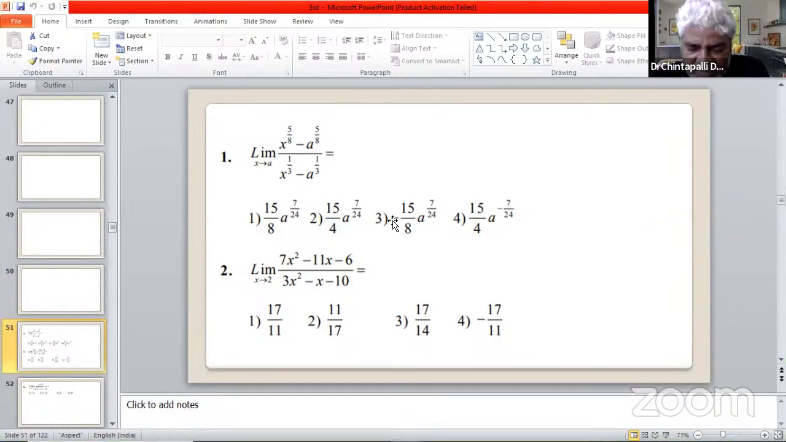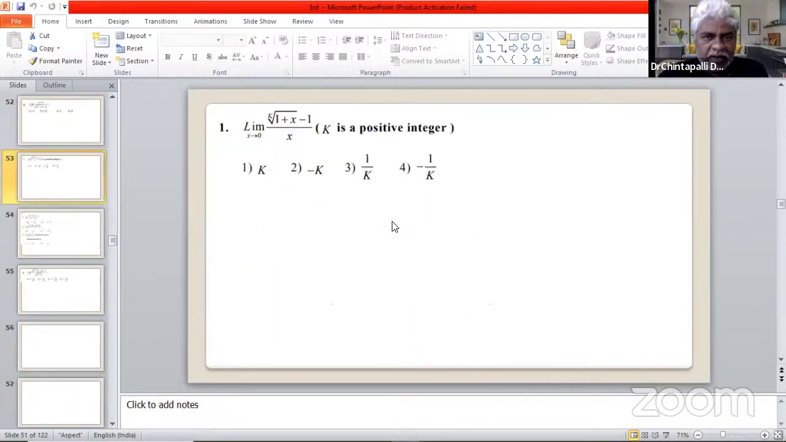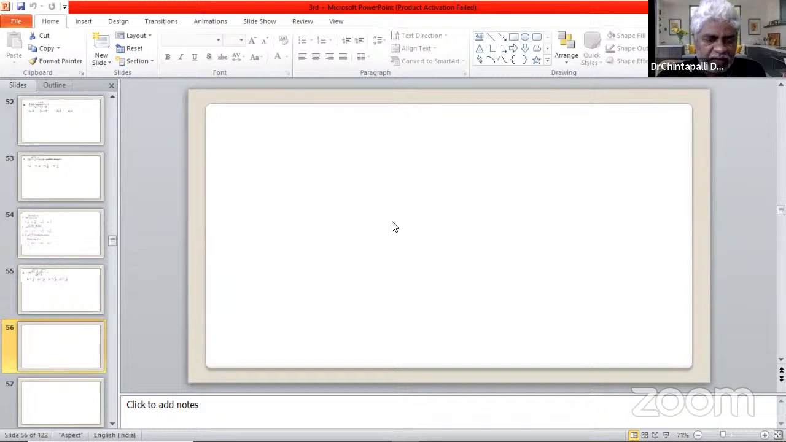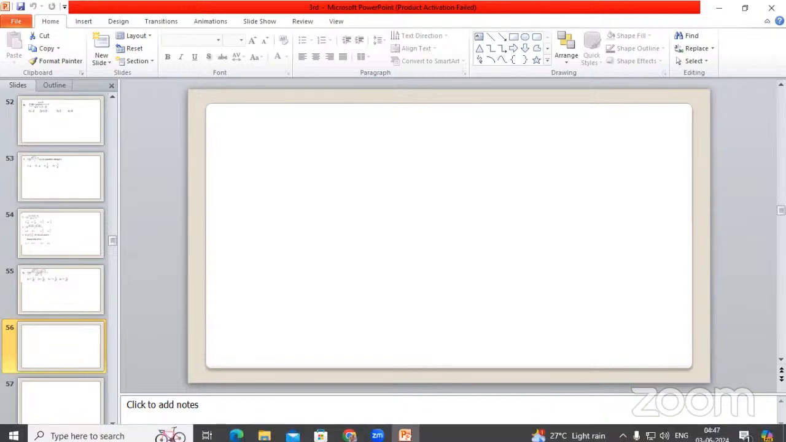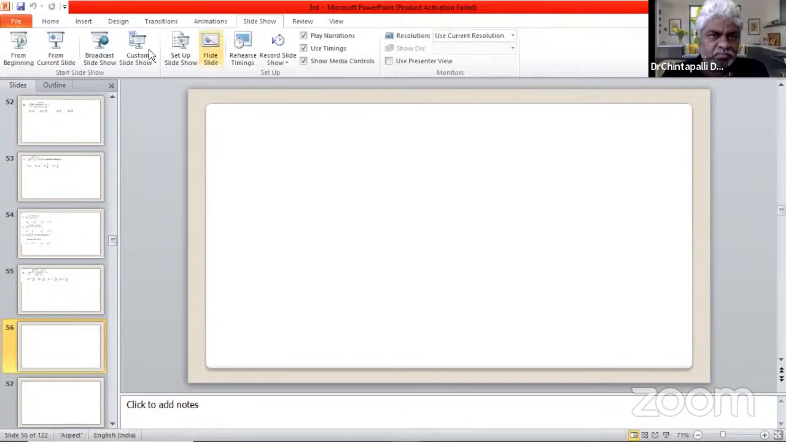Right. As you have Desmos, try to draw this function in Desmos. You will be surprised. Function f of x is equal to x square minus 4 by x minus 2.